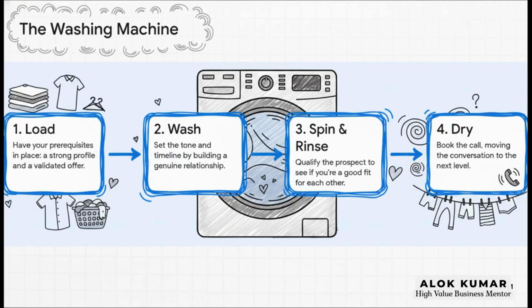First, you load by having everything ready to go, like that killer profile we talked about. Then you wash, and that's where you build the relationship. Next up is spin and rinse, where you qualify them to make sure it's a good fit for both of you. And finally, you dry, which is where you book the call. See? Simple, systematic, and totally focused on connection.